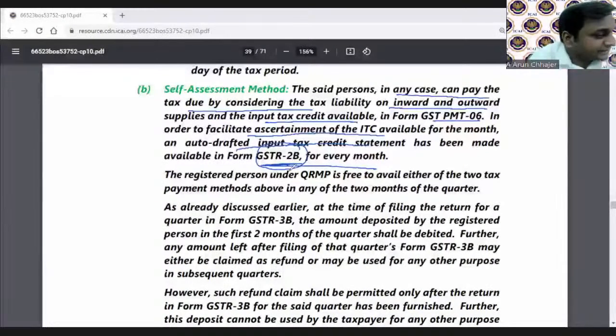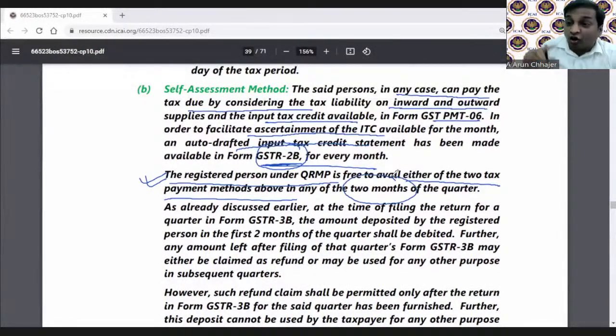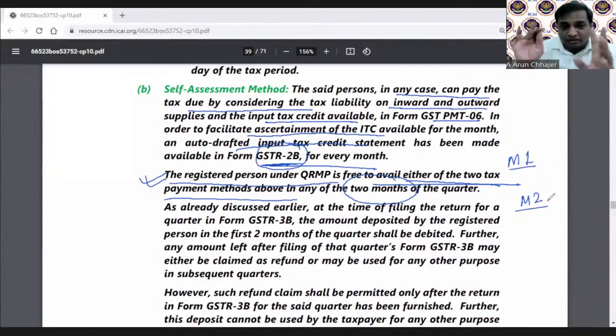Can I pay month 1 with the 35% method and month 2 with self-assessment? Possible, Jamil, it is possible. No problem. Your answer, Jamil: the registered person under QRMP is free to avail either of the two tax payment methods in any of the 2 months of the quarter. For month 1, I am using FSM. Can I go for SAM, self-assessment, in month 2? Possible.